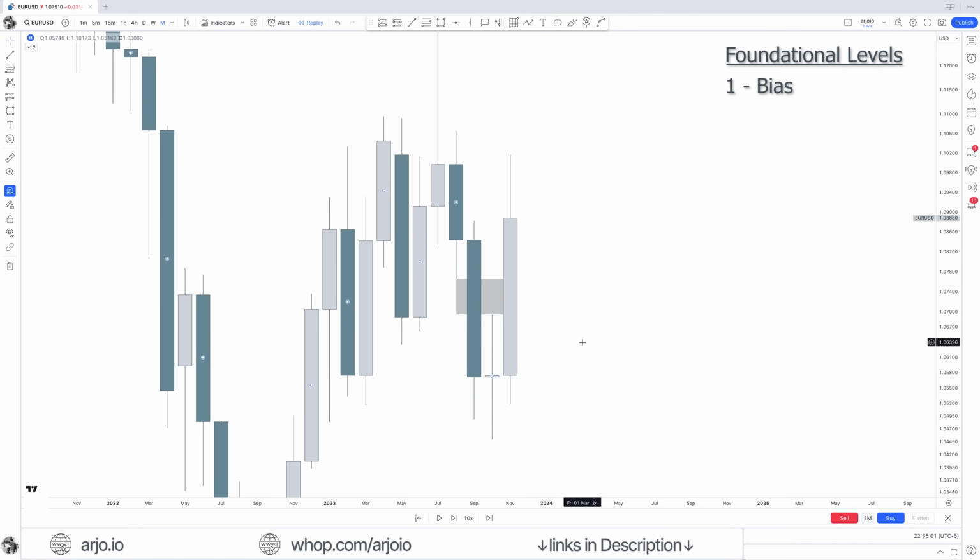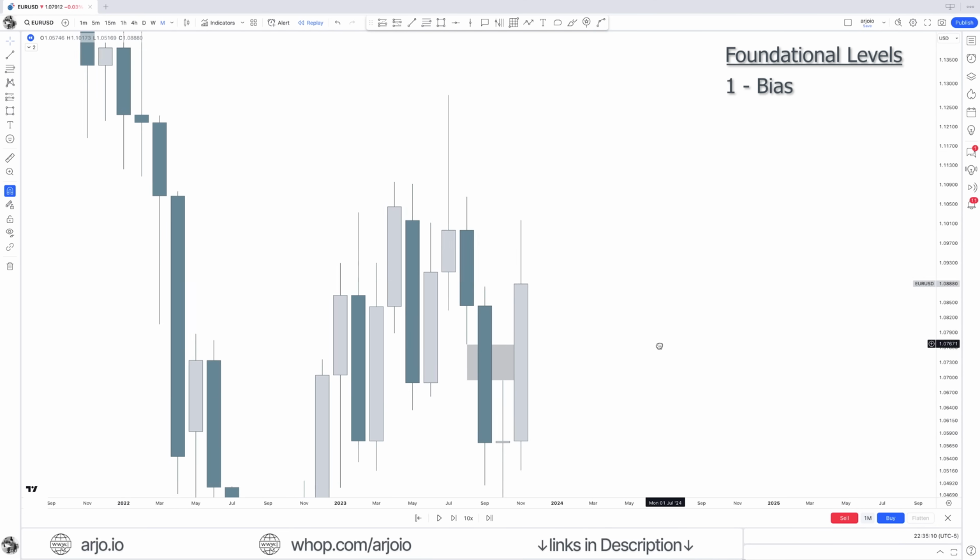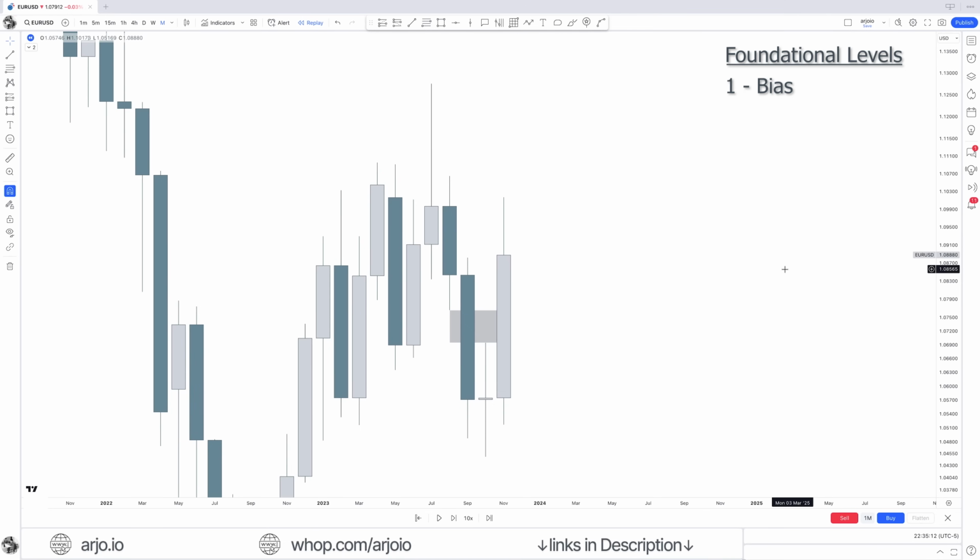What is it doing? Then the next part of that bias, because we also said a draw on liquidity, so the closest PD array that we see. What is the closest premium array that we are likely heading towards? It's potentially this high right there. Now that high is currently quite far. So at that moment in time, let's dive into the weekly time frame to find a little bit of a closer premium array.